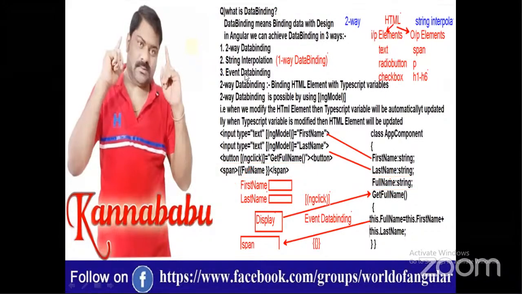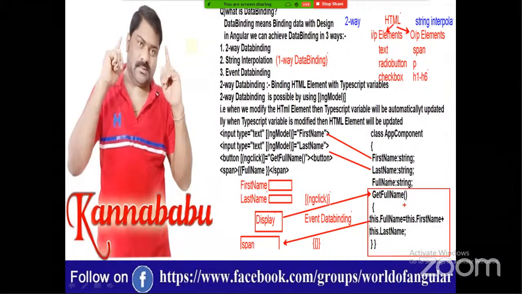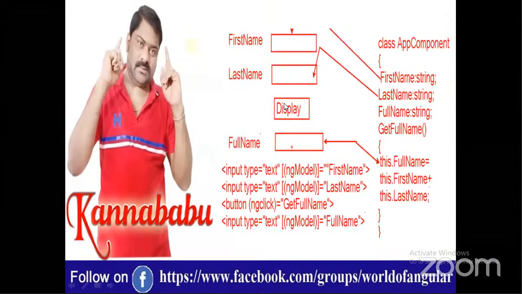Other one is event data binding. Event data binding means whenever the user clicks on the button, I want to execute some TypeScript function. So when the user clicks on this button, an event will fire. Here if you observe clearly, button, ng-click, it is an event. This event will invoke this particular function, and this function gives some result, and that result we are displaying in the front end. These are the 3 types of data bindings available in Angular: string interpolation, one-way data binding, and event data binding.